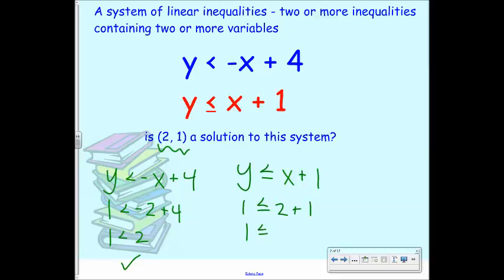Is 1 less than or equal to 3? Yes, 1 is smaller than 3, so it works. So is that a solution to this system? Yes, because it works for both of them.